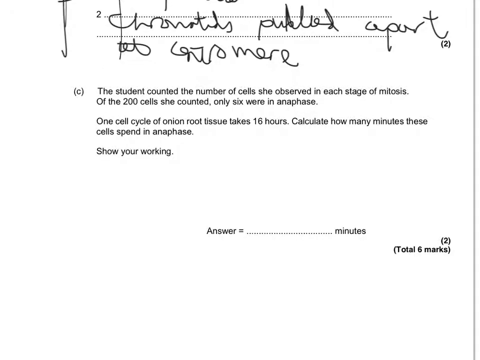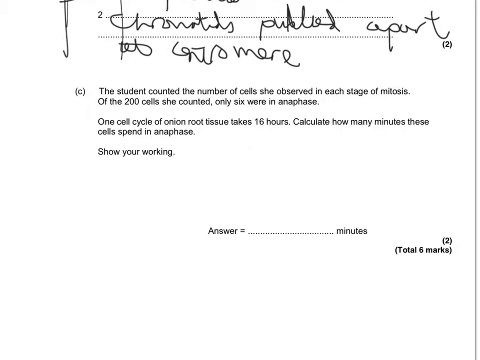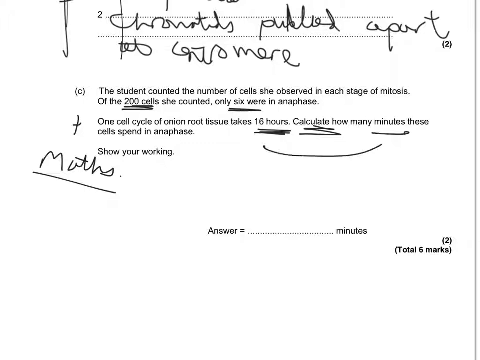Okay, and now on to the last question. We've got a bit of maths here. This is a bit of apparatus and techniques. So let's have a quick look. This type of question, you need to really look at it carefully. It tells you this person observed each stage of mitosis, they looked at a total of 200 cells, and only 6 were in anaphase. Then it gives you some more information saying 1 cell cycle of onion root tissue takes 16 hours. Then it says calculate how many minutes, not hours but minutes, these cells spend in anaphase.